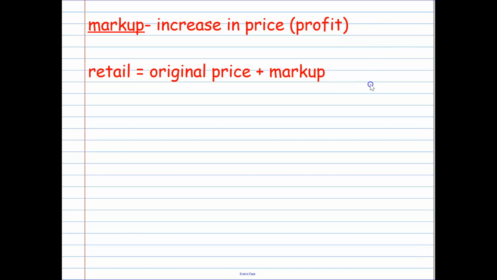This is exactly what stores do to make money. They put a markup on something. It gives them an increase in price, and it makes a profit for them. So the way we calculate a retail price, what you pay in the store, is you take the original price, whatever the store paid for it, plus the markup that they apply, so that way they can make money, and then that gives us what you pay when you go to the store.